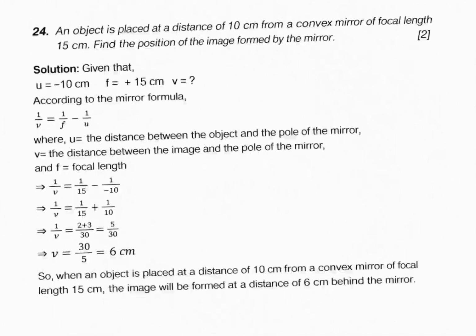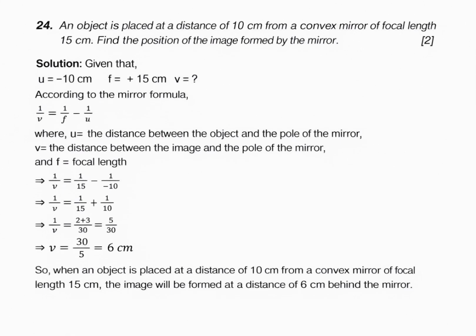Okay. Now let us move on to the 2 marks questions. This question is a numerical problem from the light chapter. The question is, an object is placed at a distance of 10 centimeter from a convex mirror of focal length 15 centimeter. Find the position of the image formed by the mirror. So first write down the given data. Object distance is nothing but u. U is 10 centimeter. So we know sign conventions. In sign convention, we always take object distance as negative. So here object distance is minus 10 centimeter.